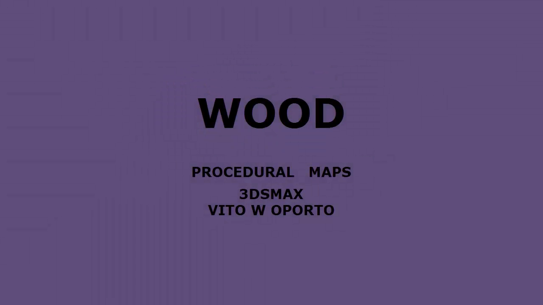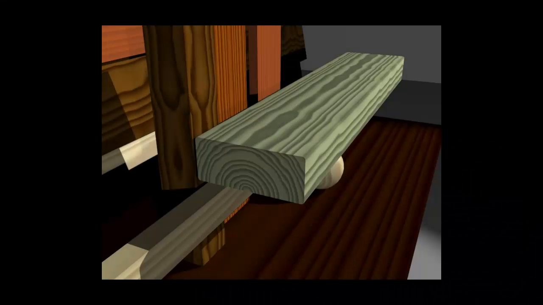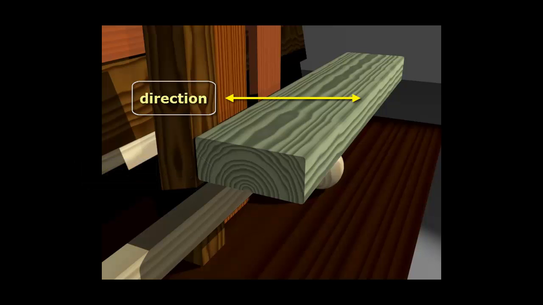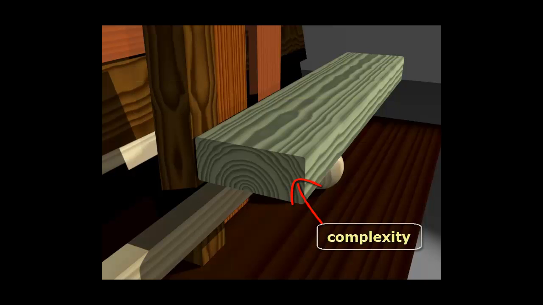Hello everyone. This is a tutorial on using a procedural map such as wood that you find in 3ds Max. You can control the thickness, the direction, and the complexity of the grain on the wood.